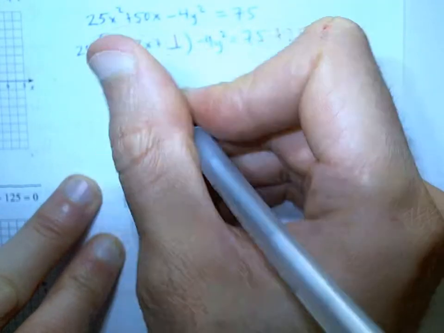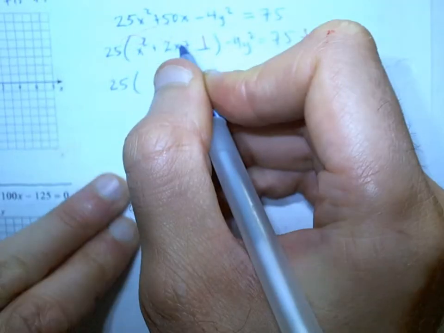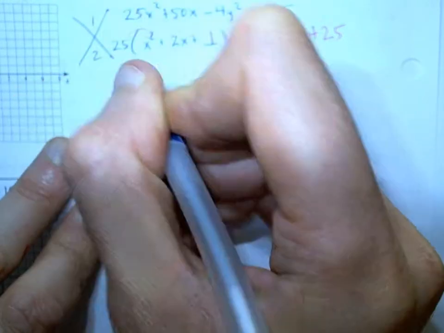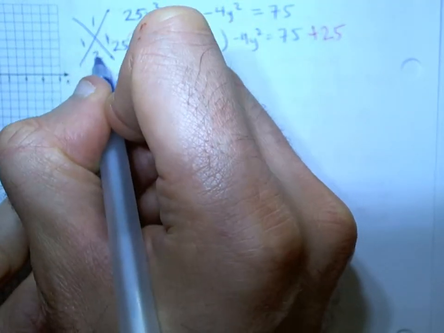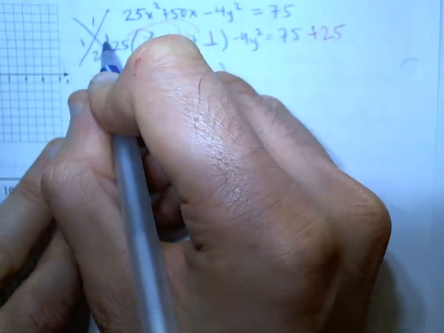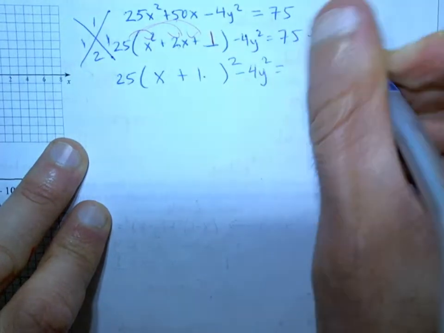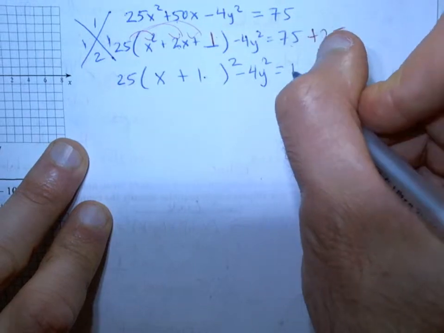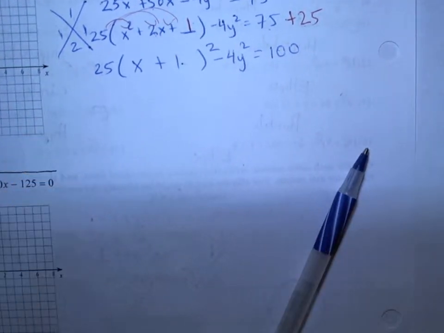Step 3, factor it and divide it out, excuse me. So let's factor this. Again, you don't need to draw the x, but if it helps you to see, that would be a positive 1 because it adds up to 2. So it's going to be x plus 1 times x plus 1, or x plus 1 squared, minus 4y squared equals 75 plus 25, which is 100. All right, any questions there?